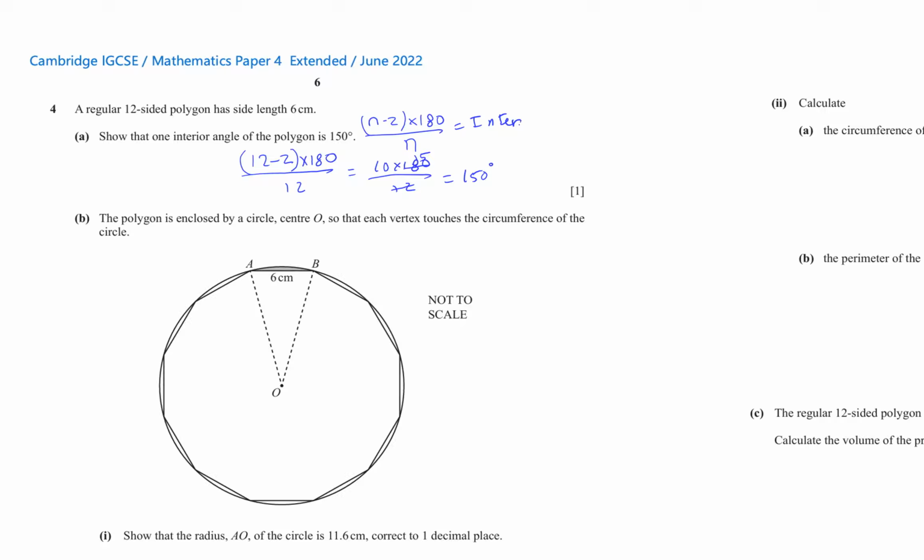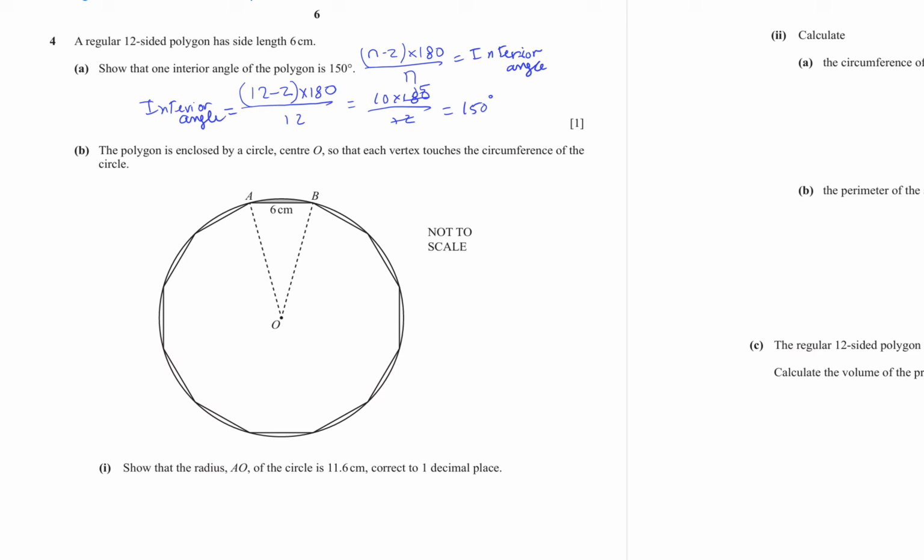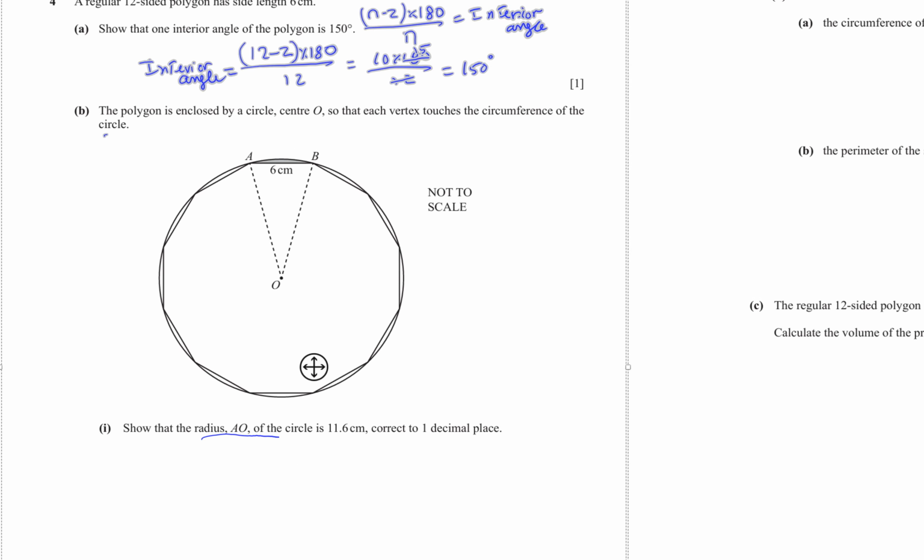So I write interior angle. That's the interior angle. So now the polygon is enclosed by a circle with center O, so that each vertex touches the circumference of the circle. So show that the radius of the circle is 11.6 centimeters.